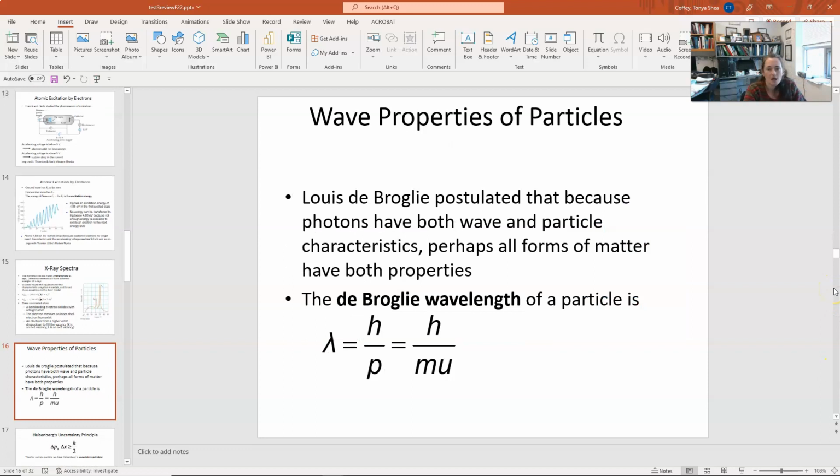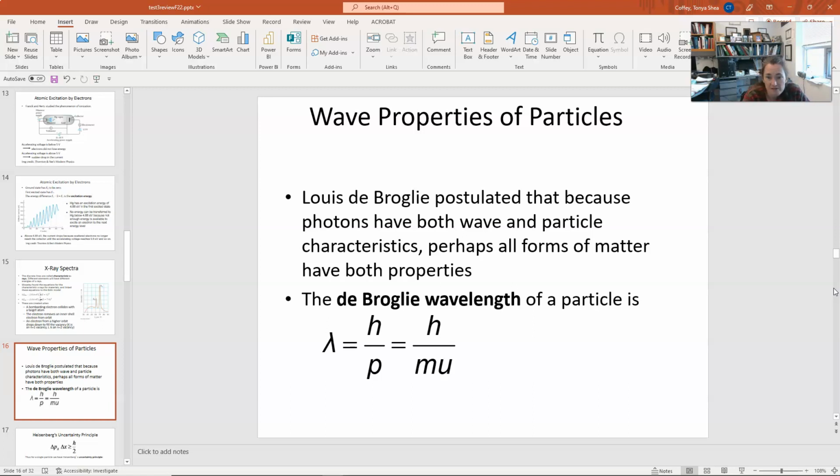Okay, now moving on to quantum mechanics. One of the most important things to understand about quantum mechanics is that none of it would be true if it weren't for wave-particle duality, okay? So the idea is that everything has wave-particle duality. Everything acts as both a particle and a wave, okay?